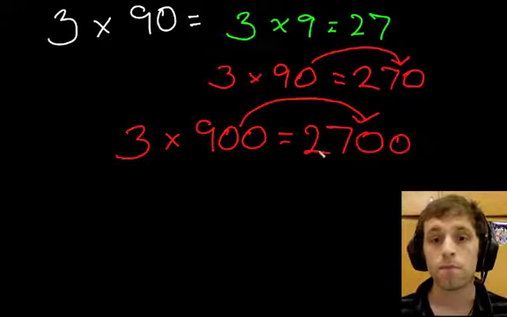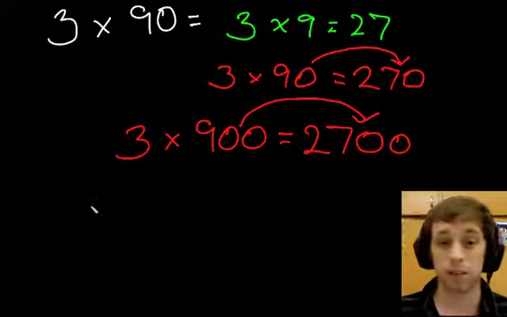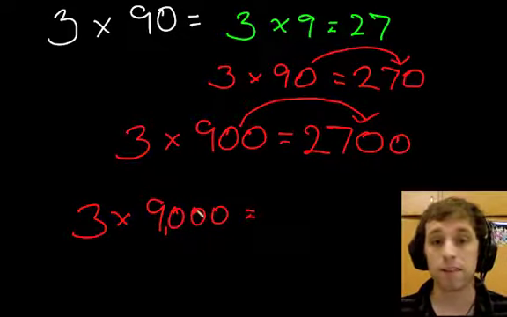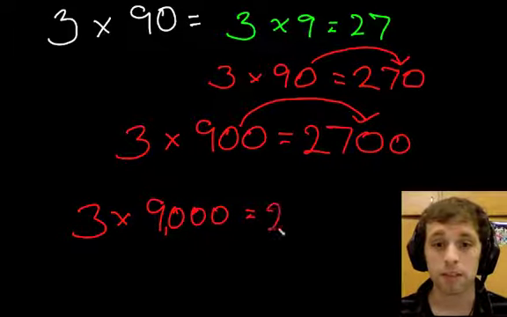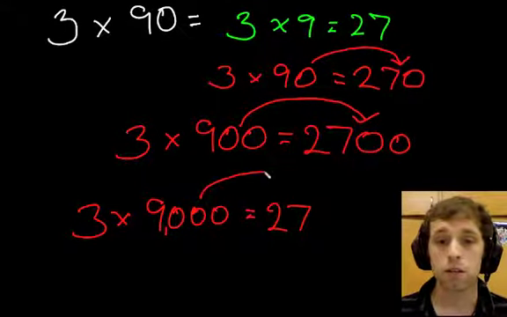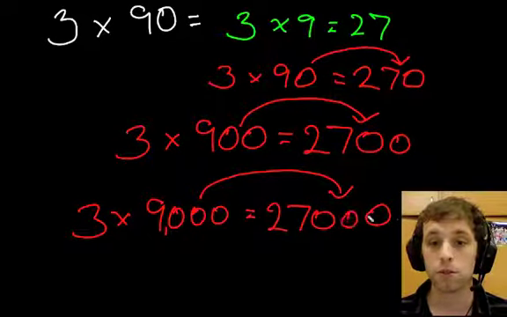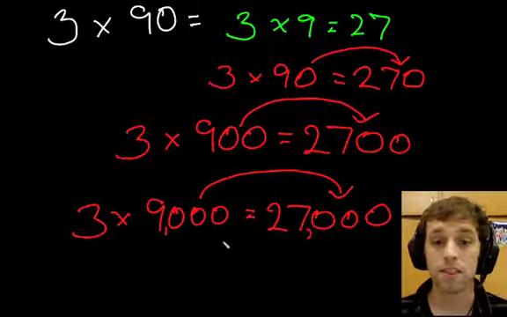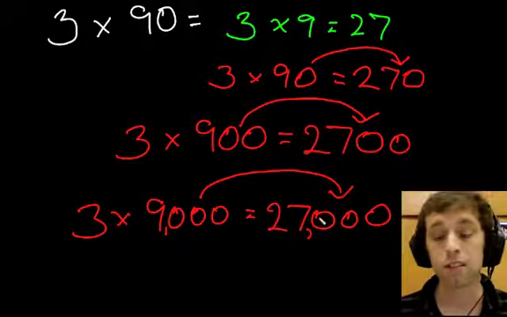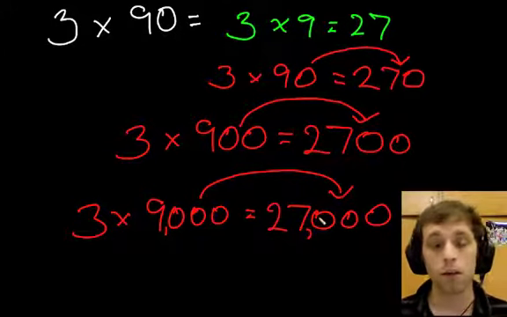2700. Let's go ahead, we can even do thousands with this pattern. 3 times 9,000. We know the basic fact, so we can still do the problem. 3 times 9 is 27, just like it was here and just like it was here. But this time we're going to bring over 3 zeros. So 27,000. And that's how you solve one of these problems, just using your basic facts and mentally thinking about what you're multiplying.